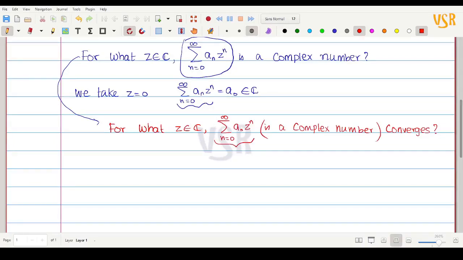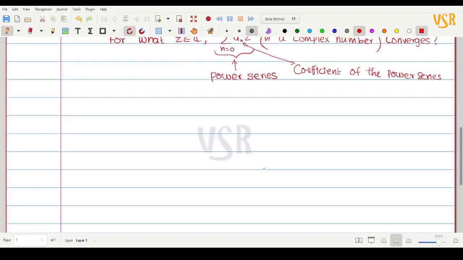So this is called a power series. The an's are called the coefficients of the power series, and the whole expression is called the power series. So the question is where this converges, and I take all those points as D.